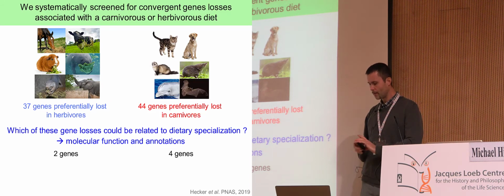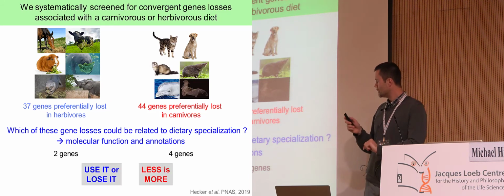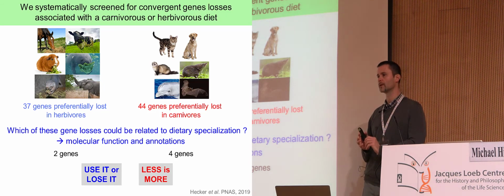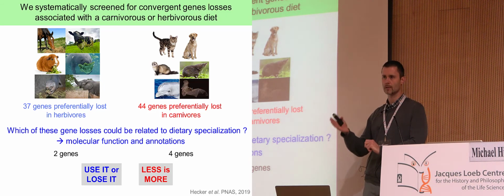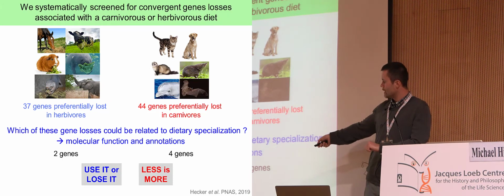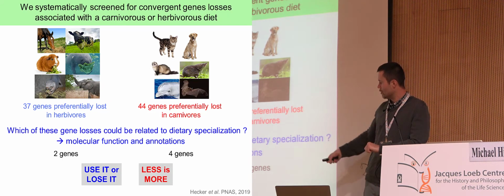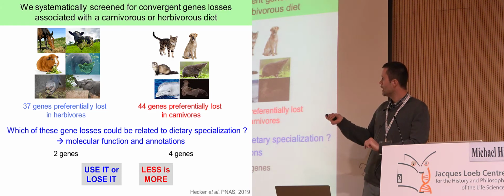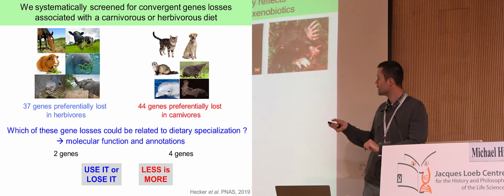When you think of losing a gene, there are roughly 2 main principles that could explain why a gene got lost in evolution: use it or lose it, and less is more. I would like to explain both of these principles using a gene that is lost in this group and a gene that's lost in this group.